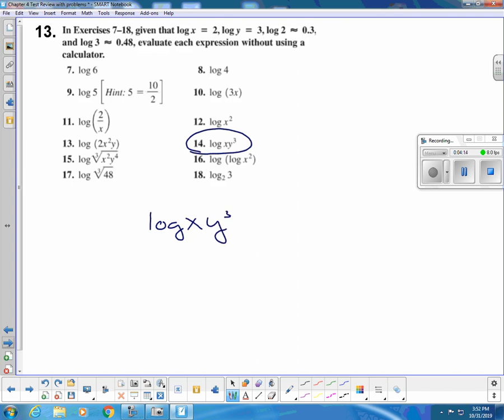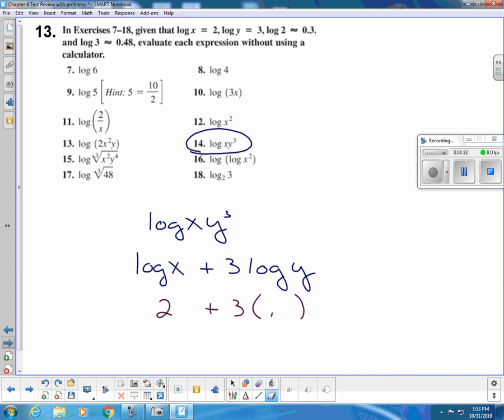So the first thing I'm going to do is expand it. And I'm going to go ahead and drop that exponent down because I know it's going to be down there. You can do that in one step. Then you're going to look at the values that they gave you. The log of x equals 2. The log of y equals, not 0.3, but 3. So this is 2 and this is 9. That totals 11, and that's it. You're done. Okay? All right. Moving on.